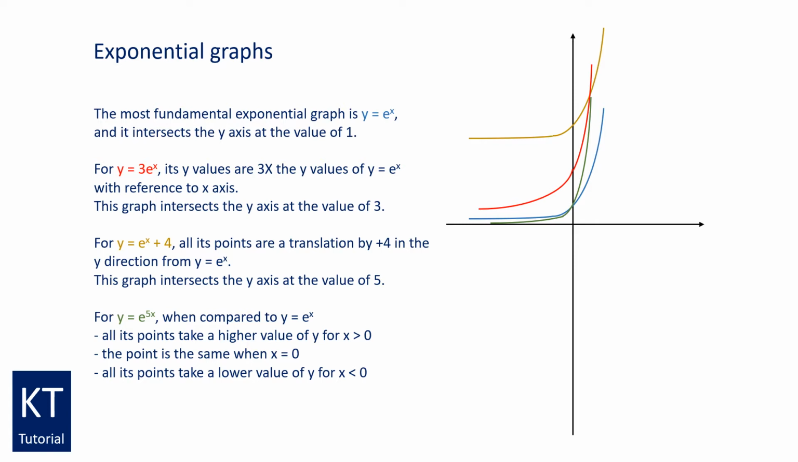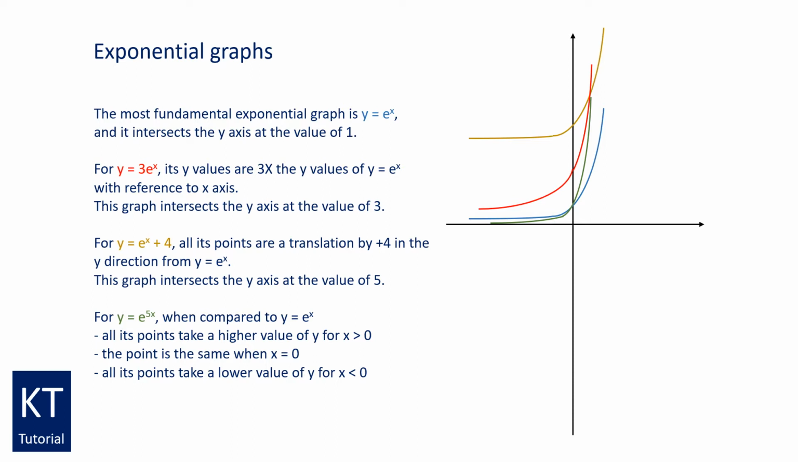As for the yellow graph, expressed as y equals e to the power of x plus 4, all of its points are a translation by plus 4 in the y direction from the y equals e to the power of x blue graph. This graph intersects the y-axis at the value of 5.